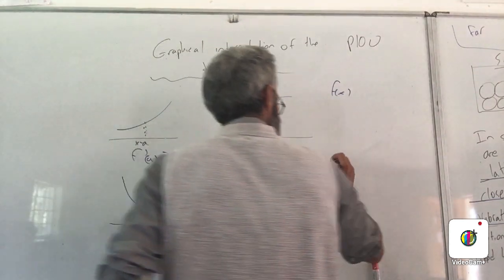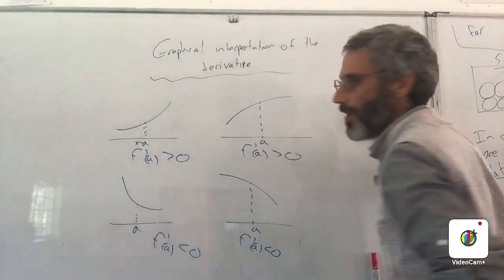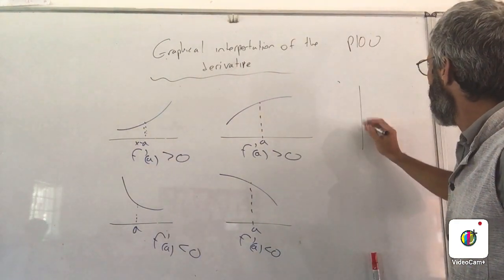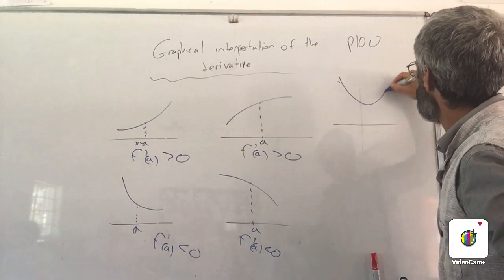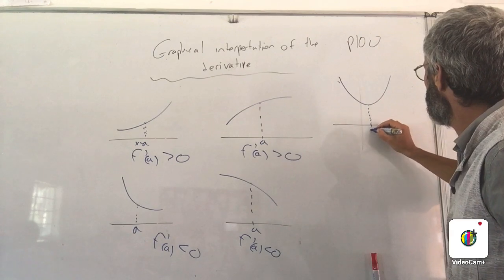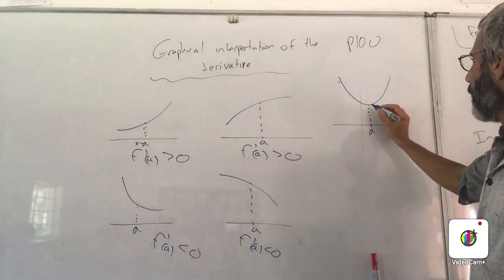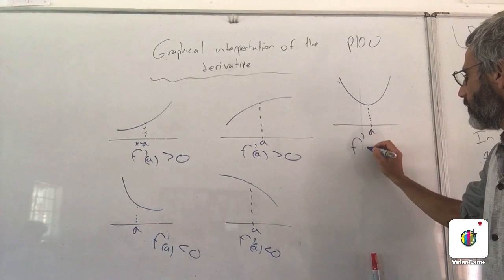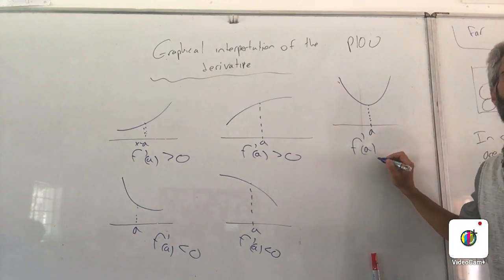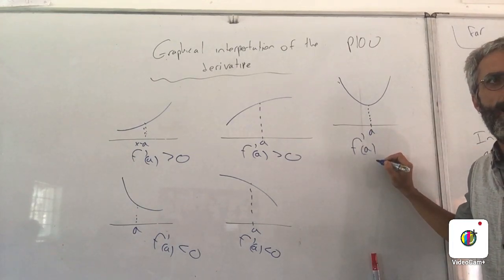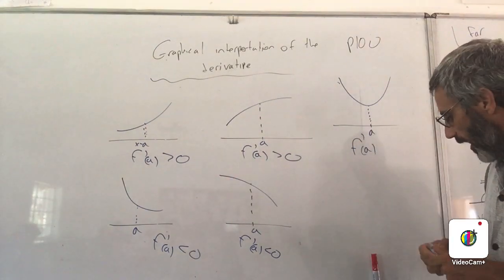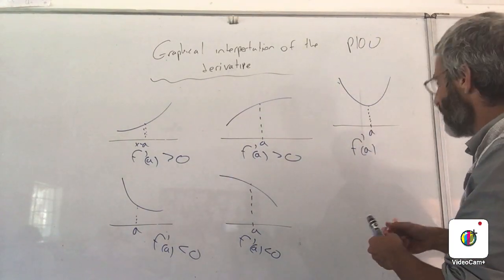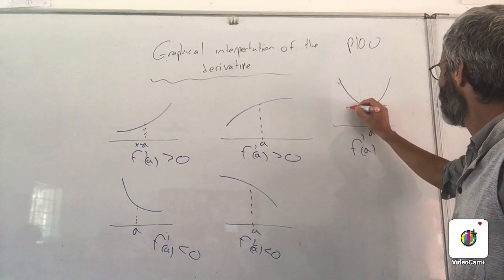But what about... I should have left myself some more space. Let's see if I can write it down. What if I have a situation where the graph is doing something like this? Where's the tangent? What would be the derivative at this point? Let me help you by drawing the tangent. 0. Oh yeah, true. Who said that? Oh, 0.